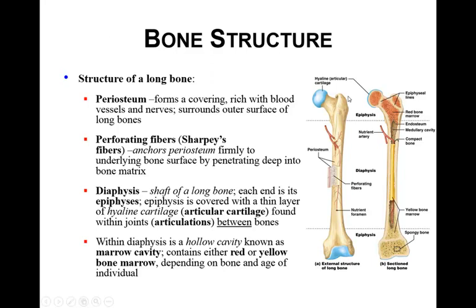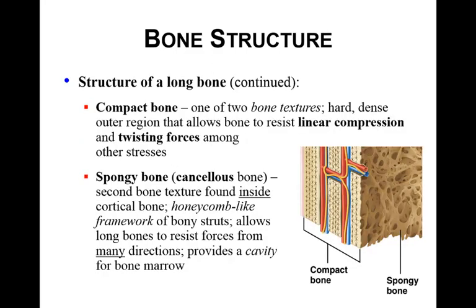But right here where my mouse is, this would be the epiphysis on this end, and then you have another one on this end. And then, of course, through the shaft here would be your diaphysis. Within the diaphysis is a hollow cavity right here, and that's where you have your marrow. It's either going to have red marrow or yellow marrow, depending on the age of the bone of that individual. Okay, a little bit more structure on the long bone. You have compact bone. There's basically one of 2 bone textures, compact and spongy, and the compact is the hard outer region.